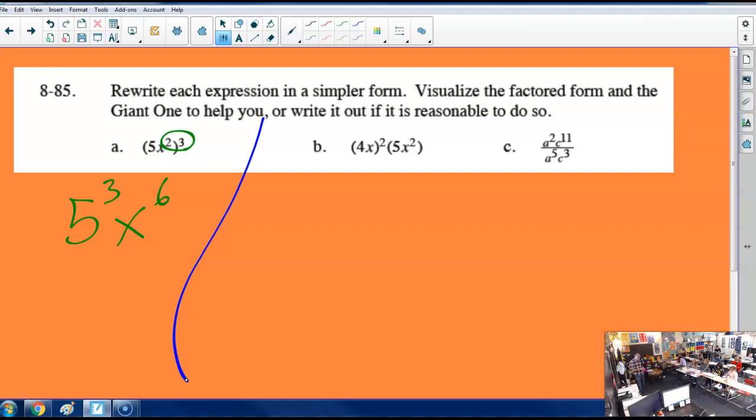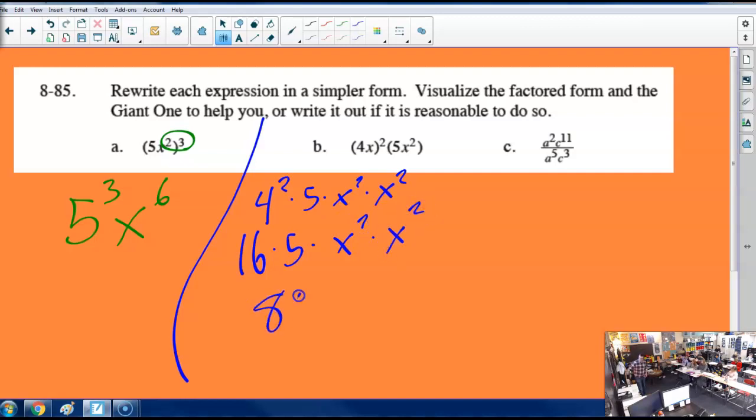Avi. 80 times x to the fourth. Yeah, because this becomes 4 squared times 5 times x squared times x squared, which becomes 16 times 5 times x squared, which is 80. X to the fourth. I should write a little bit neater.